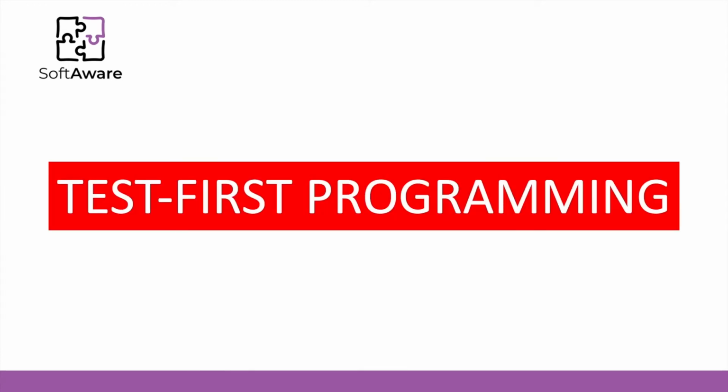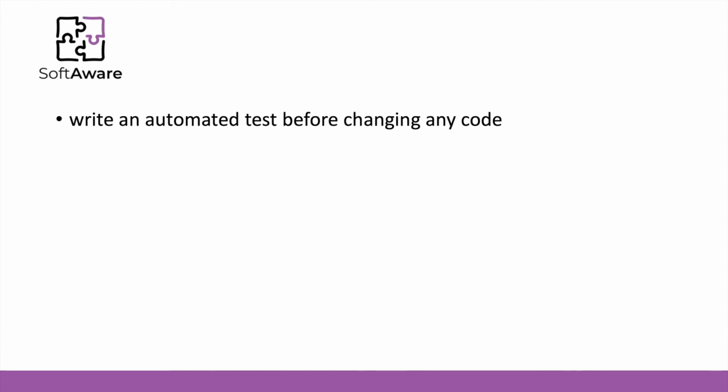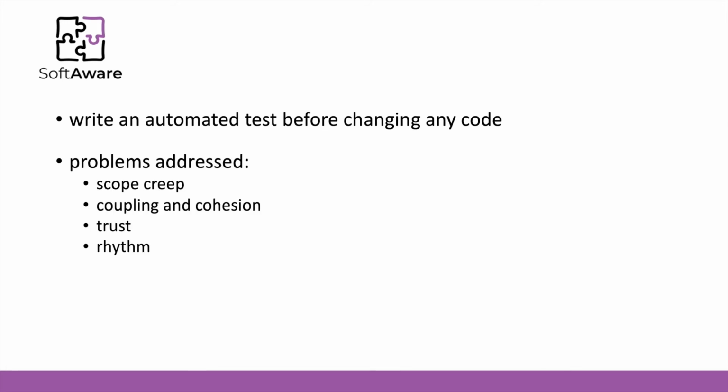Test first programming. This has evolved and currently is called test driven development. The idea is to write an automated test before changing any code. And this is true when you start writing your first feature. Before starting to write the code of a feature, you should write an automated test for that feature.